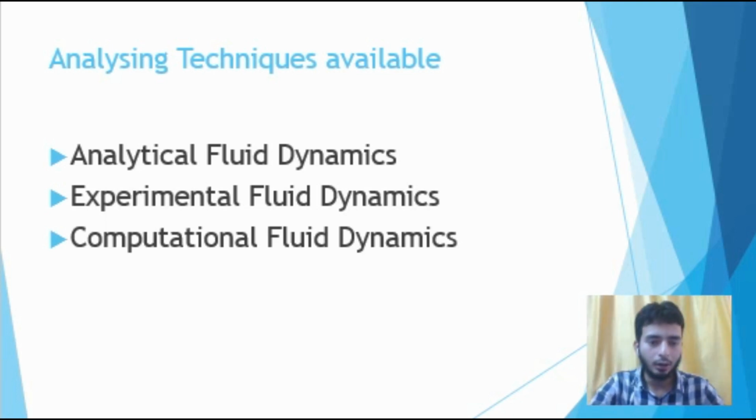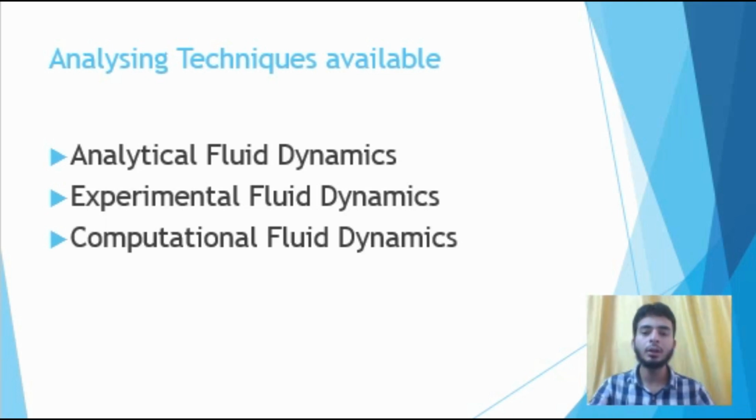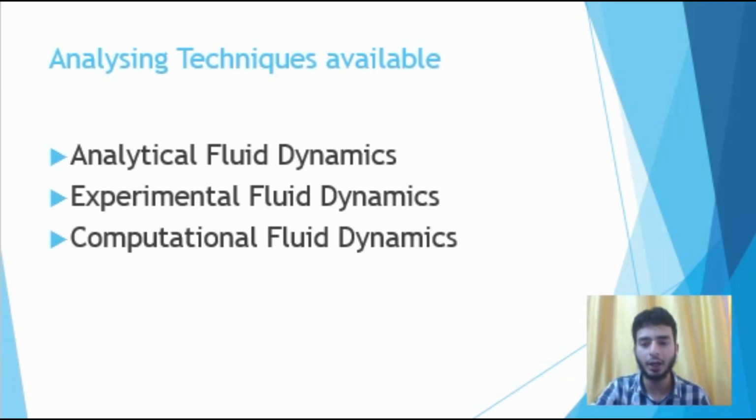Now let's move on to another analyzing technique, that is experimental fluid dynamics. In experimental fluid dynamics, the flow problem is solved by making a model of the domain and measurable flow properties are measured by using various measurement techniques. Experimental fluid dynamics is used to verify the results obtained from analytical fluid dynamics and computational fluid dynamics. The main drawback of this method is if the domain is very large or very small, then it is highly impossible to simulate a flow like that.